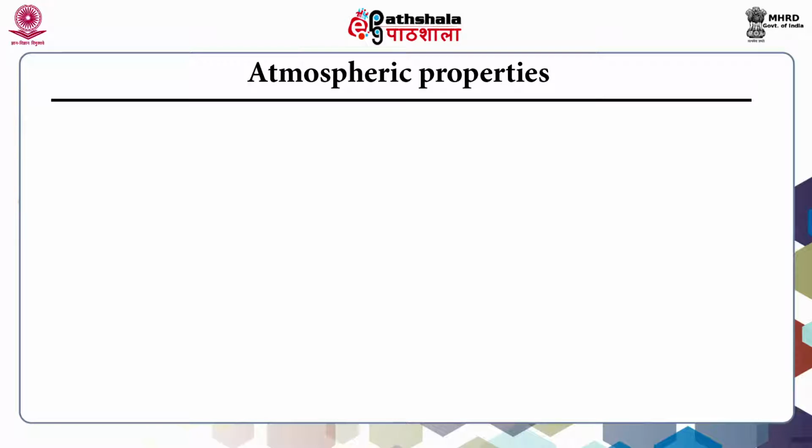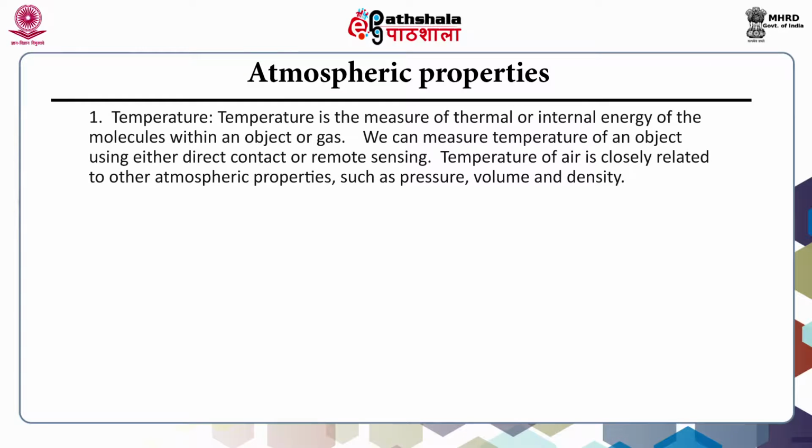Now we will see what the atmospheric properties are. Temperature. Temperature is the measure of thermal or internal energy of the molecules within an object or gas. We can measure the temperature of an object using either direct contact or remote sensing. The temperature of air is closely related to other atmospheric properties such as pressure, volume and density.